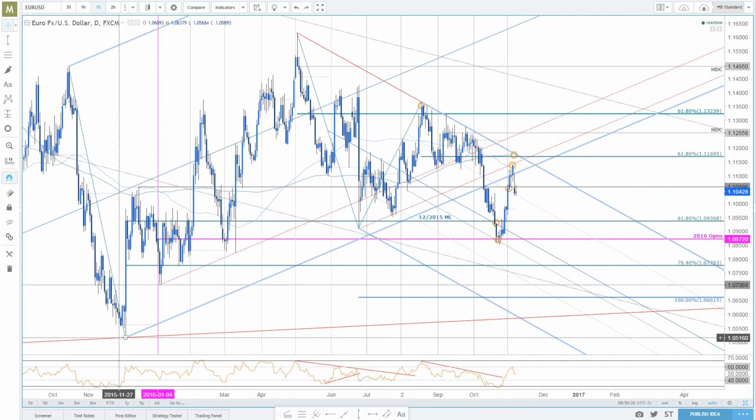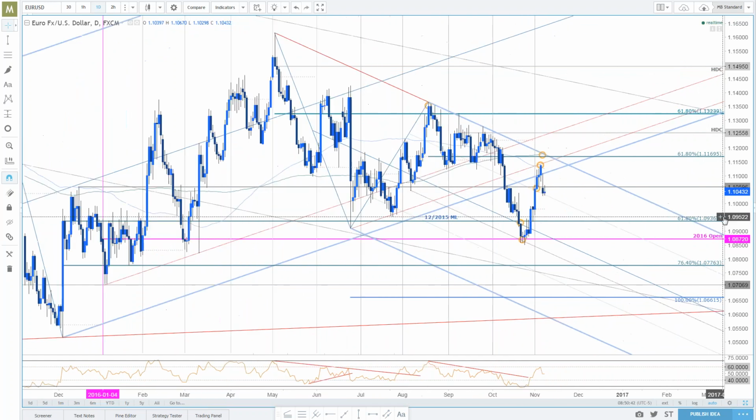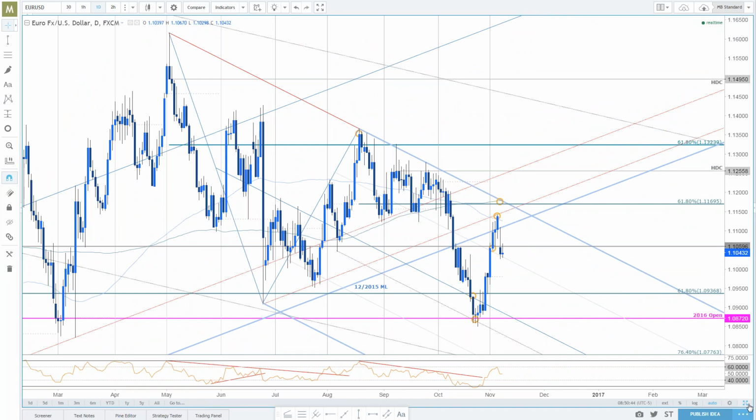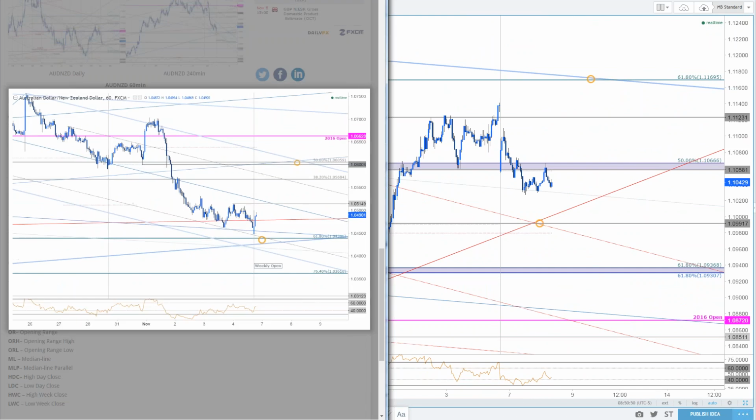Obviously the lower parallel here now looks like it got rejected again. Yesterday's high was exactly at that parallel. So I'm starting to think this thing needs to make another low, guys, before we start to rally in Euro Dollar again. That's just my humble opinion. Here's what it looks like on the 30-minute, or I keep saying 30-minute, here's the hourly, and here's what we looked like yesterday.